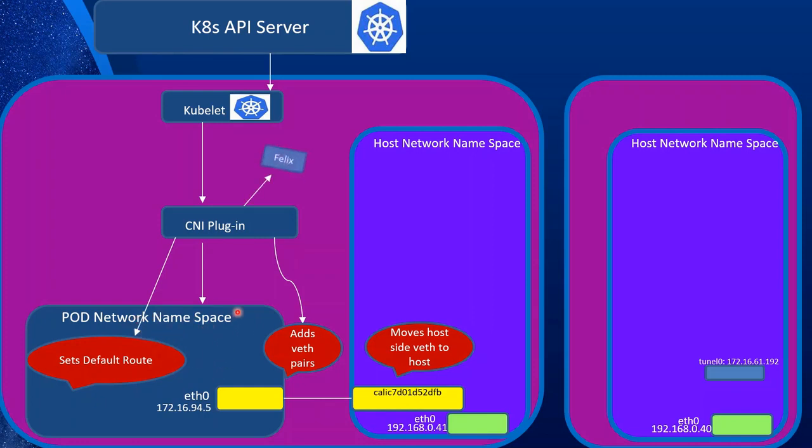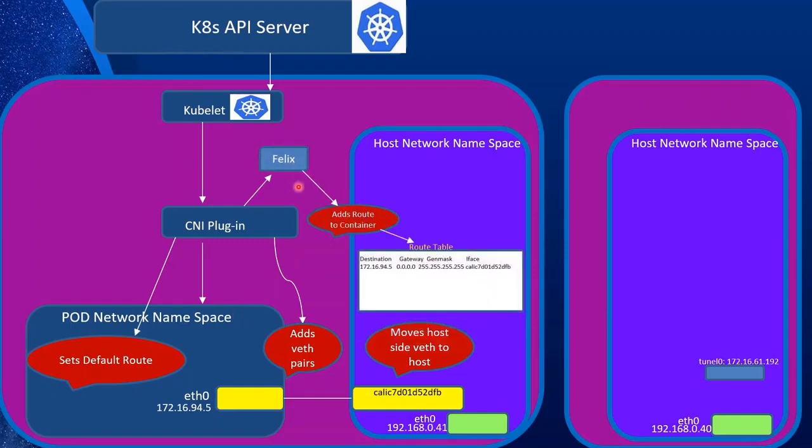The next thing it does is call into a daemon called Felix that is installed by Calico. When we install Calico, its primary role is to manage the routes.